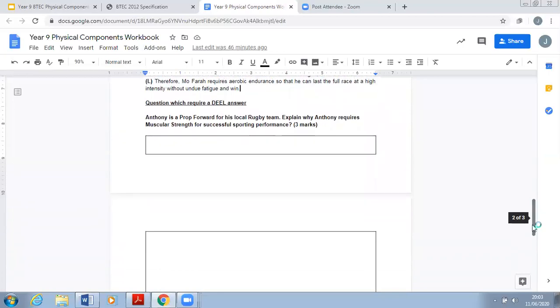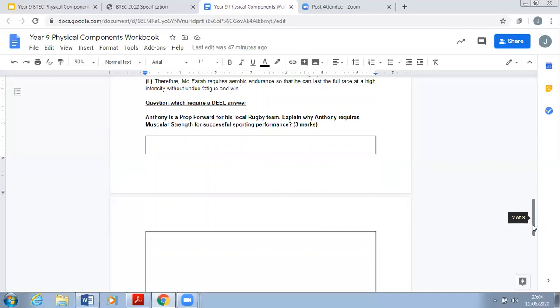So Anthony is a prop forward for his local rugby team. What you will find when you come to these questions is there's quite a lot of jargon at the beginning. This one is quite simple, there's not a lot here. But for some of your questions, there can be a lot of reading to get through before you even get to the question. That's giving you clues, it's giving you a pointer, it's trying to get you to think about specific examples that you can then talk about and explain in detail within your answer. So you need to know what a prop forward is.